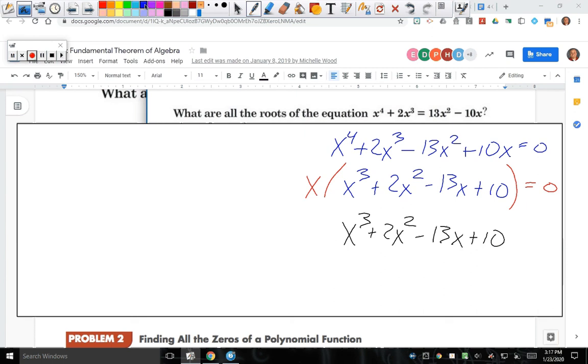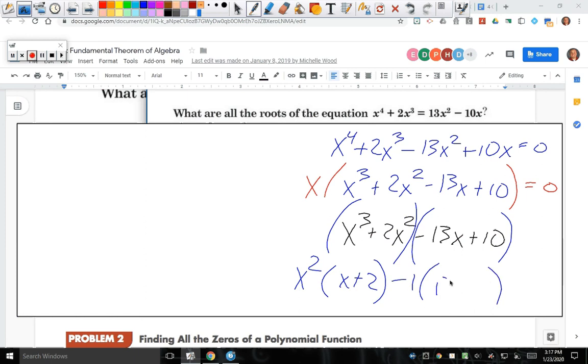And I would want you to try factor by grouping because there's 4 terms. We were talking about that with a couple questions that we had today. 4 terms, factor by grouping. The GCF is x squared. x plus 2 is left over. The GCF is minus 1. 13x minus 10 is left over. Those did not match. And because they didn't match, factor by grouping does not work for this.